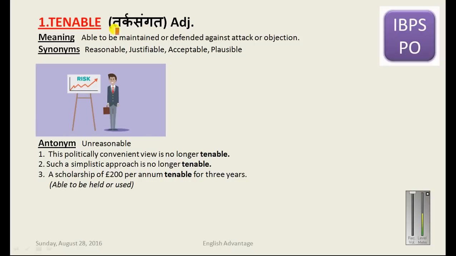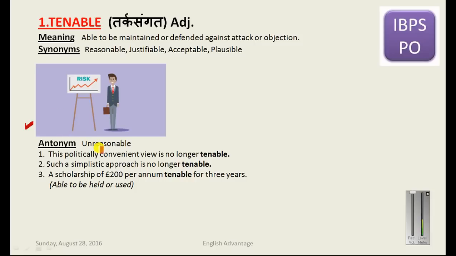So tenable is an adjective, and tenable means reasonable, something that is justifiable, something that is acceptable, and something that is plausible. This word plausible is very important, and it has appeared in many exams multiple times. Plausible, acceptable, justifiable, reasonable, or you can say valid. You can go through the definition here: able to be maintained or defended against attack or objection. This is the meaning of tenable. You can see the picture here; through this picture you can definitely remember this word.